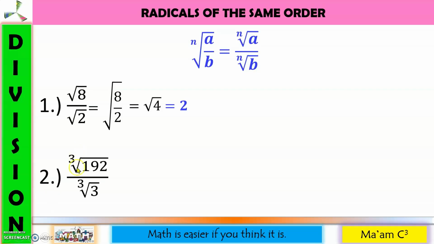Next one, again, the indices are the same. Let us combine them into one radical symbol. 192 divided by 3 is 64, and cube root of 64 is equal to 4.